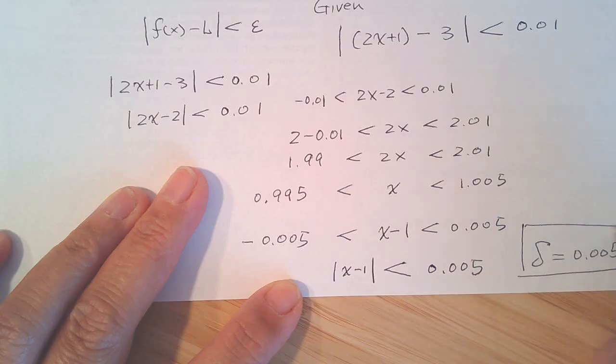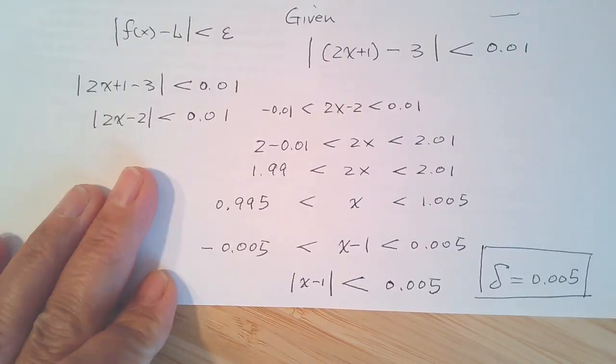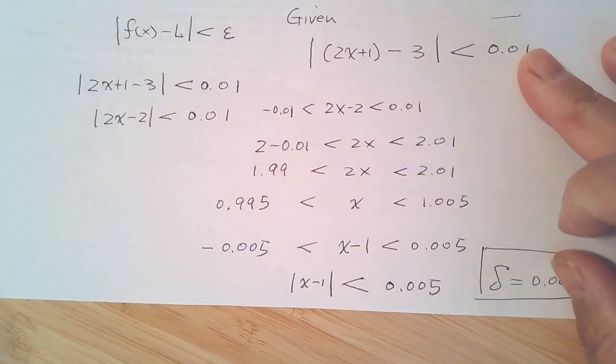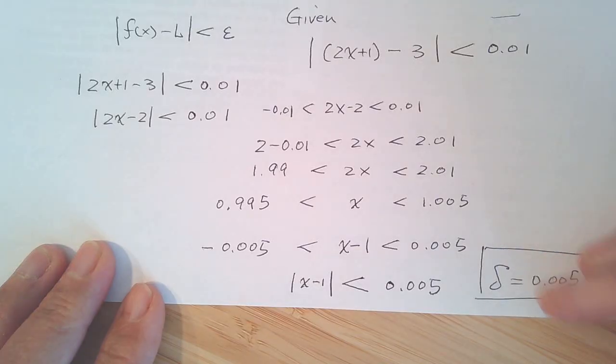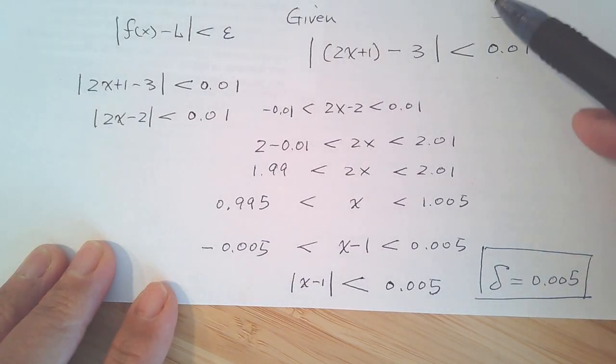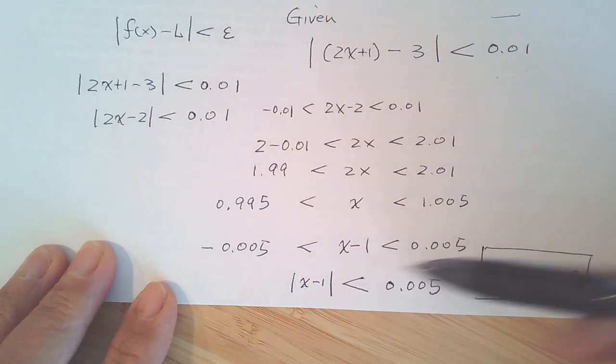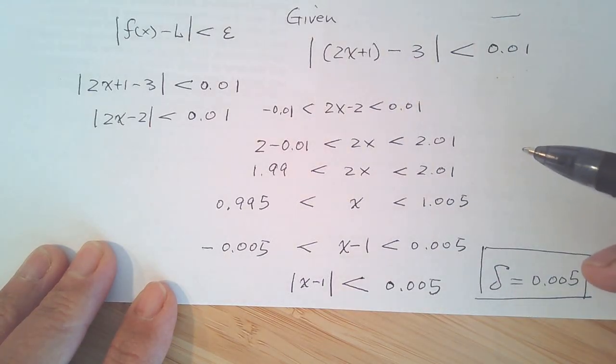That's my answer. So if you want to show me when you do the quiz, then you probably need to show the steps of how you get a delta. For a given epsilon 0.01, can you find the delta? And this is like solving an inequality, isn't it? So that's how you do it.